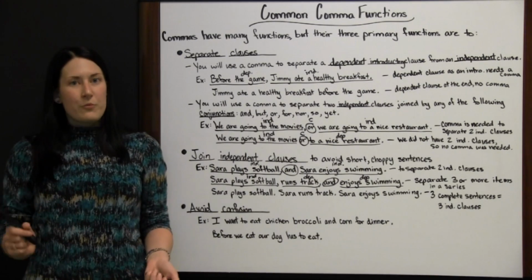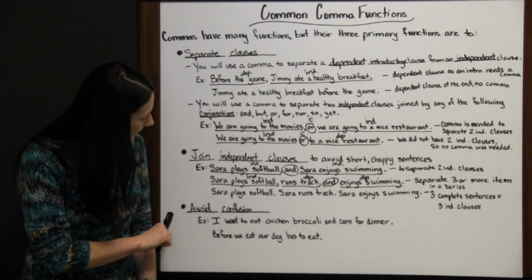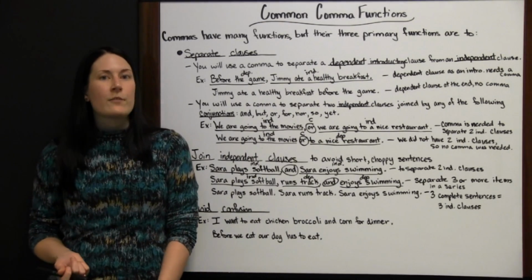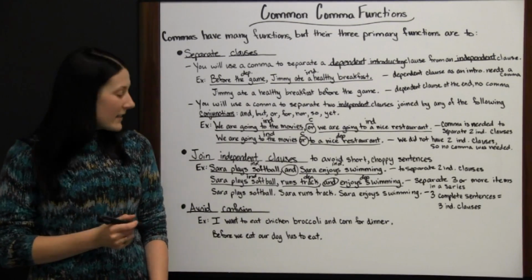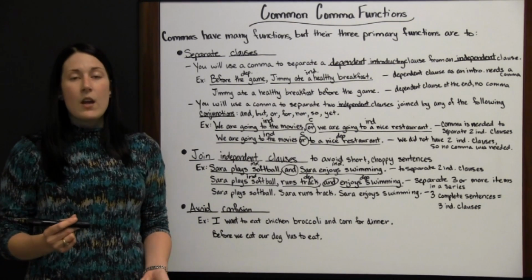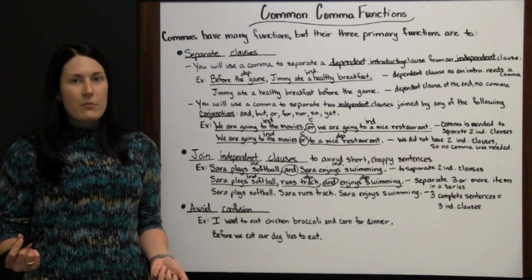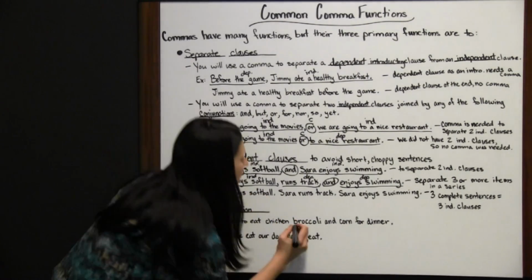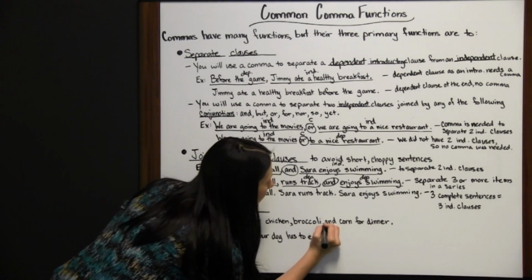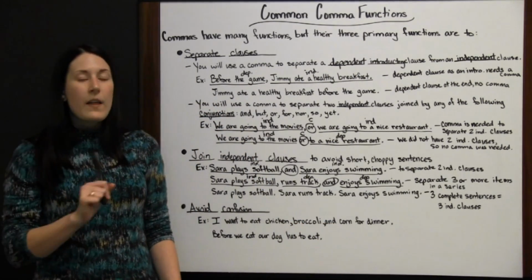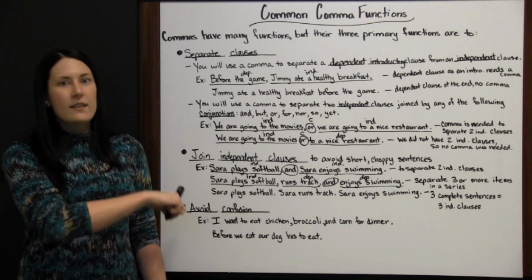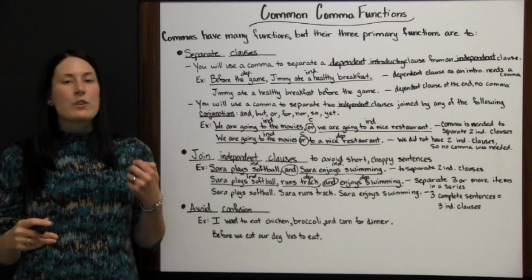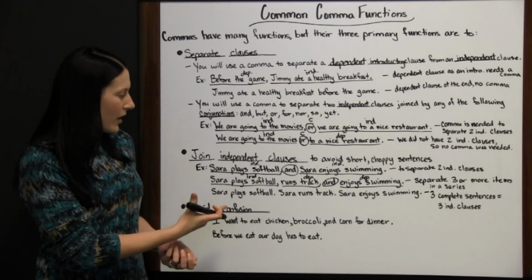Let's look at the third primary function of a comma. They are used to avoid confusion. I want to eat chicken, broccoli, and corn for dinner. Without a comma in this sentence, it sounds like you're saying you want to eat chicken broccoli. Well, you probably don't know what chicken broccoli is, and that's because it's not a real food. What would make more sense is if we said I want to eat chicken, comma, broccoli, comma, and corn for dinner. Then you would be telling someone you would like to eat chicken, broccoli, and corn. 3 items, not chicken broccoli, which makes chicken look like an adjective to broccoli.